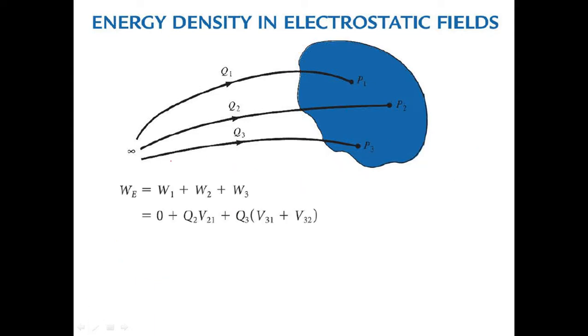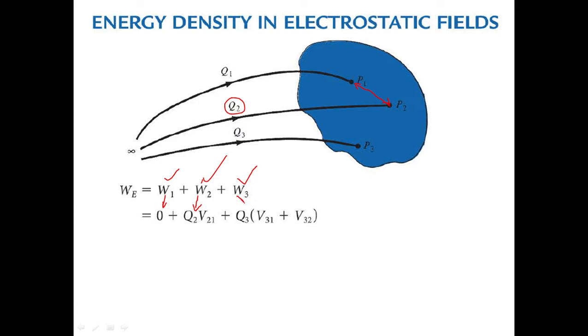Yes. So the work done will be equal to W1 plus W2 plus W3. This is the work done in getting Q1, the work done in getting Q2, and the work done in getting Q3, right? As I told you, work done in getting Q1 will be 0. Work done in getting Q2 to point P2 will be equal to the charge Q2 and the potential difference between 1 and 2. So that is what is written here.